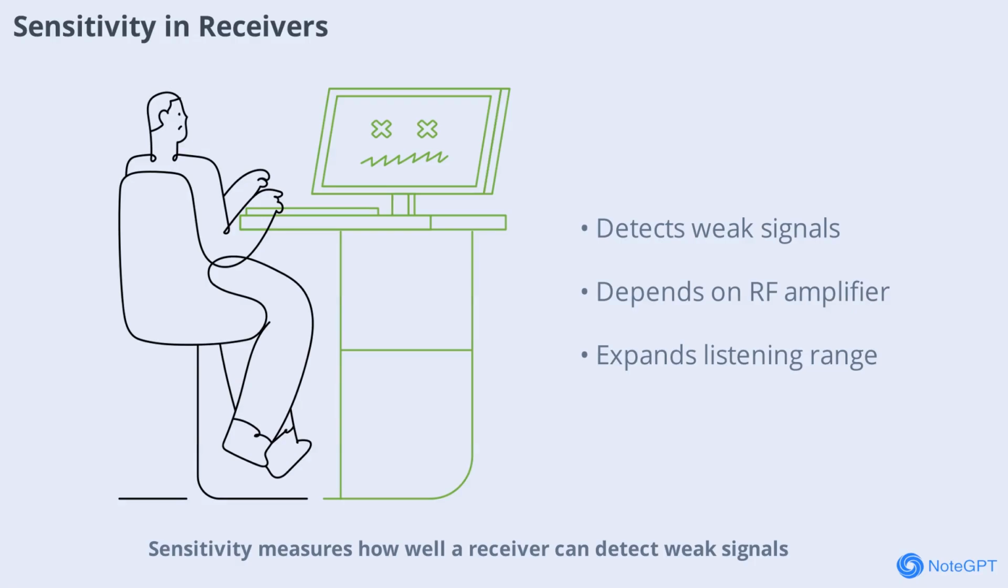Sensitivity measures how well a receiver can detect weak signals. It depends on the quality of the RF amplifier and the overall design. High sensitivity allows listeners to pick up distant or low-power stations, expanding the range of available broadcasts.